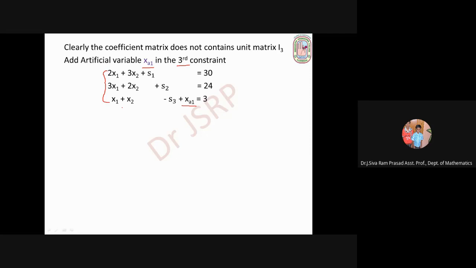Now what is the coefficient matrix? A equal, so the first 5 columns are as it is, these are the same. We have a new column, 0, 0, 1, the XA1 column. There are no XA1 terms in the first two constraints, so their coefficients are 0, 0, and the XA1 coefficient is 1. So this is the new coefficient matrix.